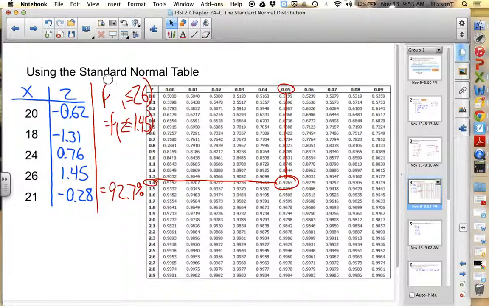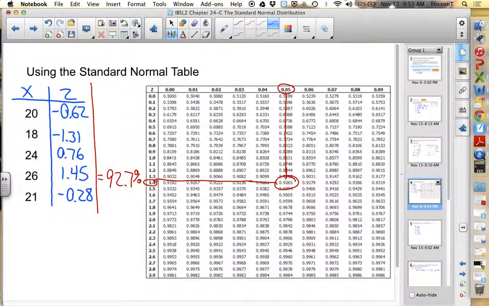The value for 24, I want 0.76. So 0.7, 0.7, and then the 600ths. If I round to the nearest tenth of a percent, I've got a 77.6% chance that my score is 24 or below. Okay?